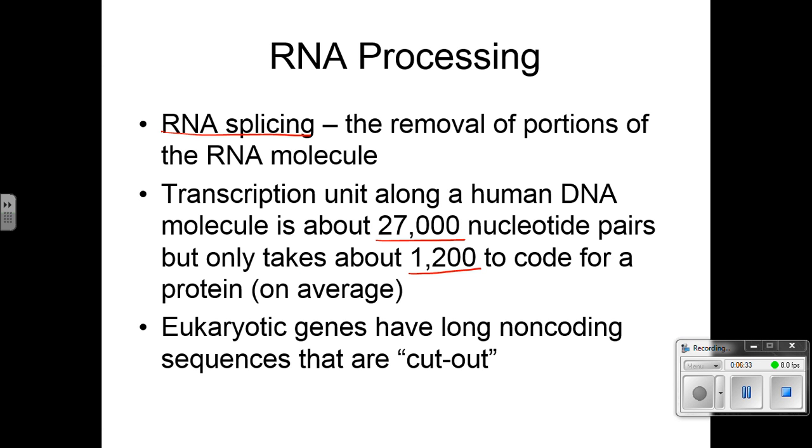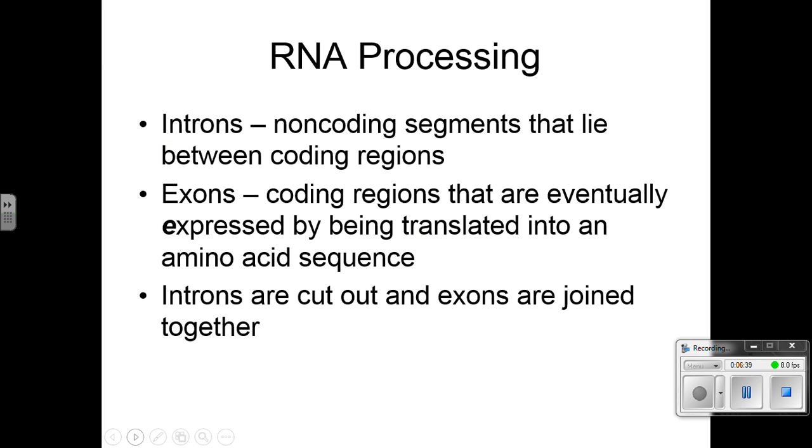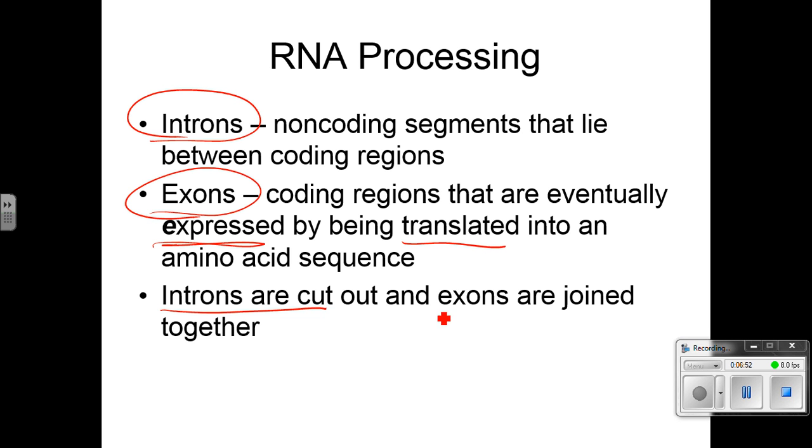Eukaryotic genes have long non-coding regions that are cut out. Those non-coding regions are called introns. And exons are what are eventually actually going to be expressed or translated later on. Introns are cut out, exons are joined together, and that's a little hard to remember. Introns versus exons, you do know that. Exons joined together, introns cut out.